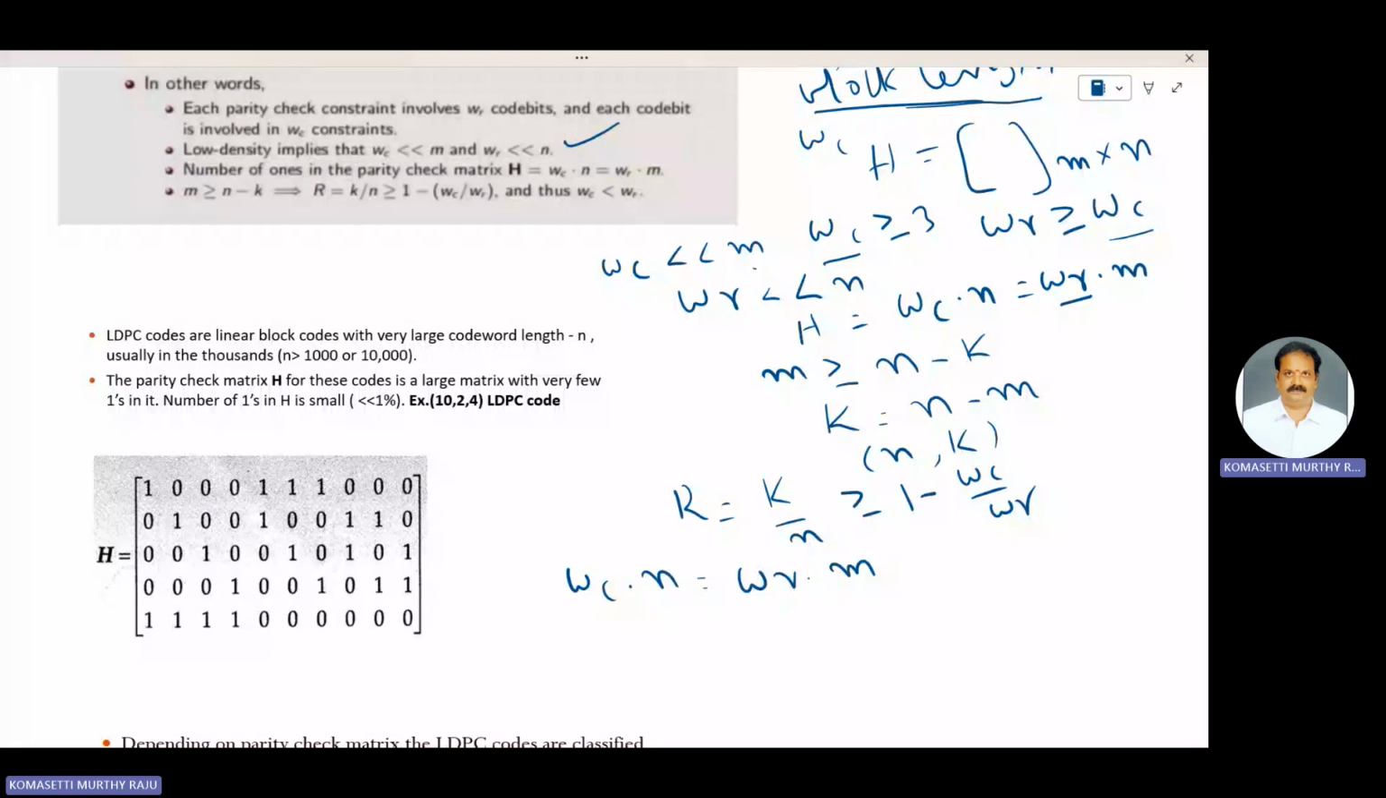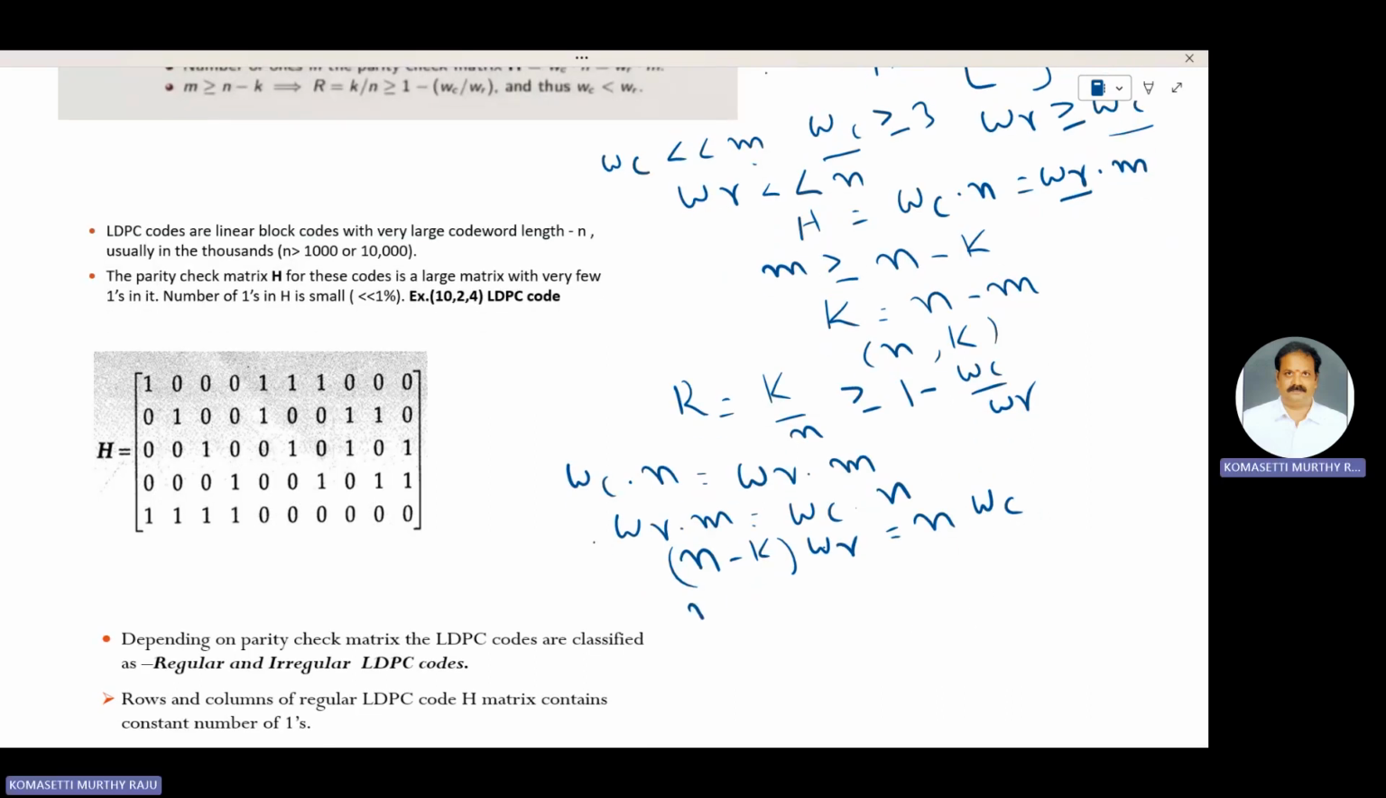Some important derivation is there. That derivation is important to prove the code rate. Here M is equal to N minus K, and WC into N is equal to WR into M. So WR into M is equal to WC into N, where M is N minus K. From this, N minus K is equal to N into WC by WR.